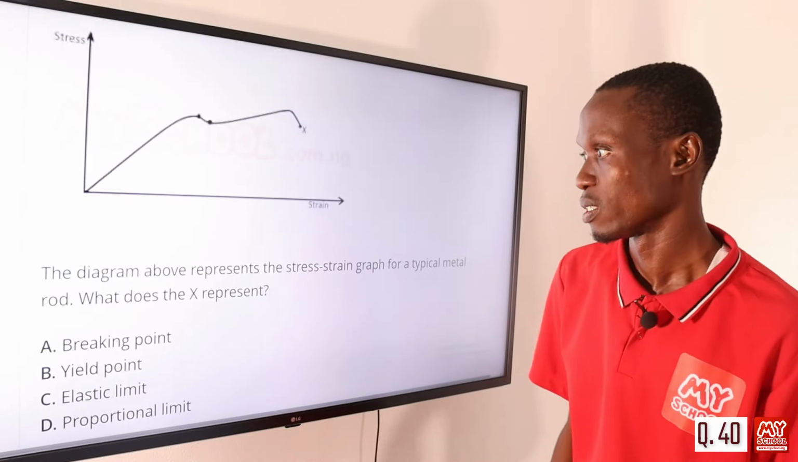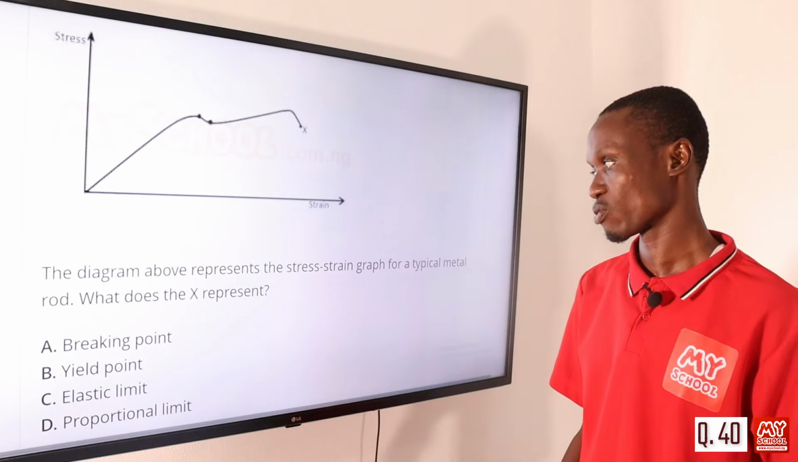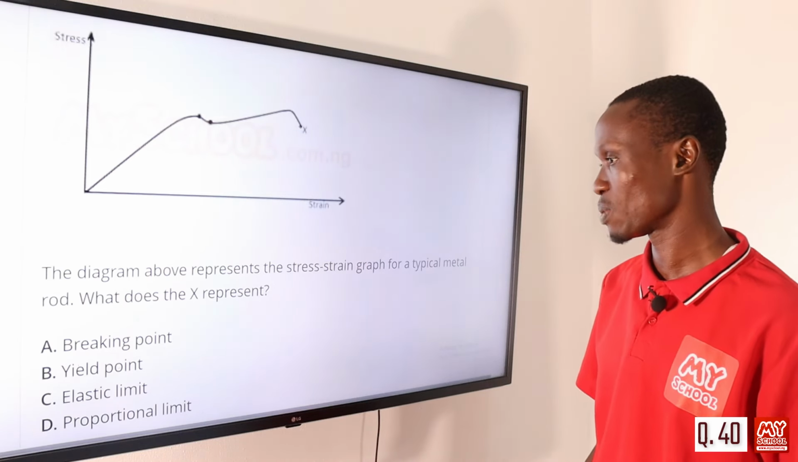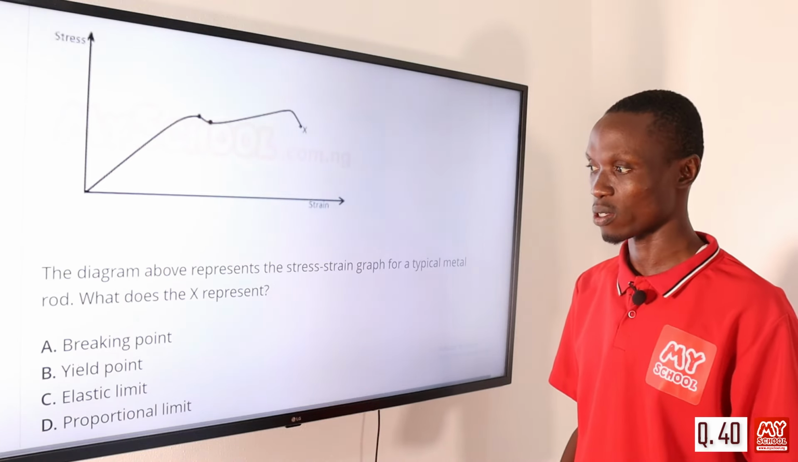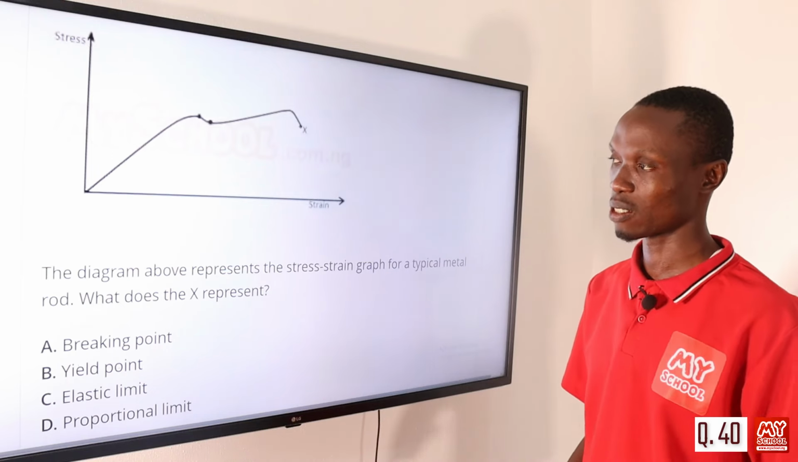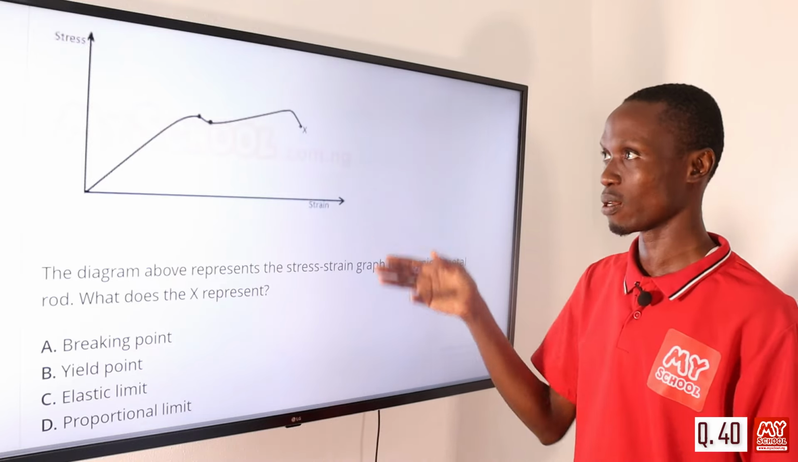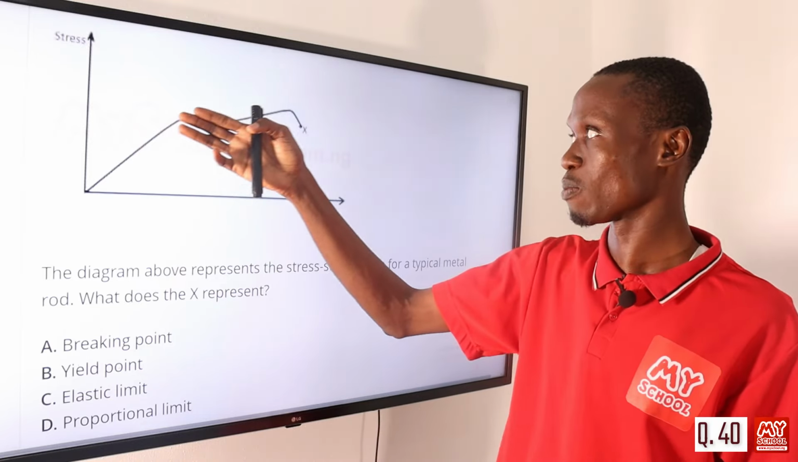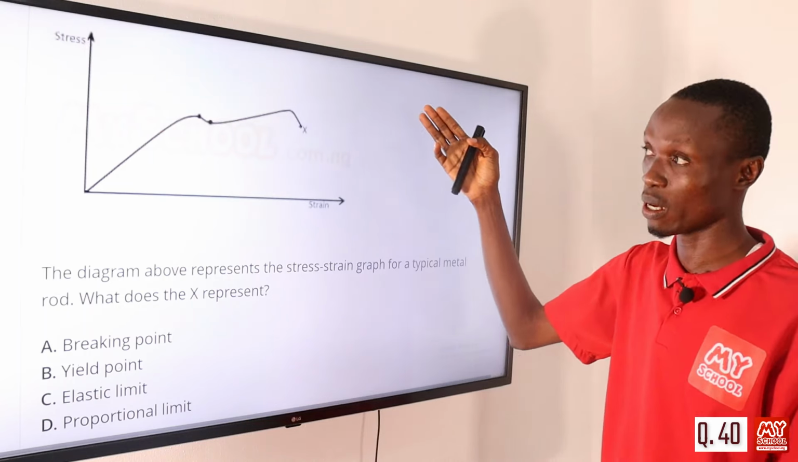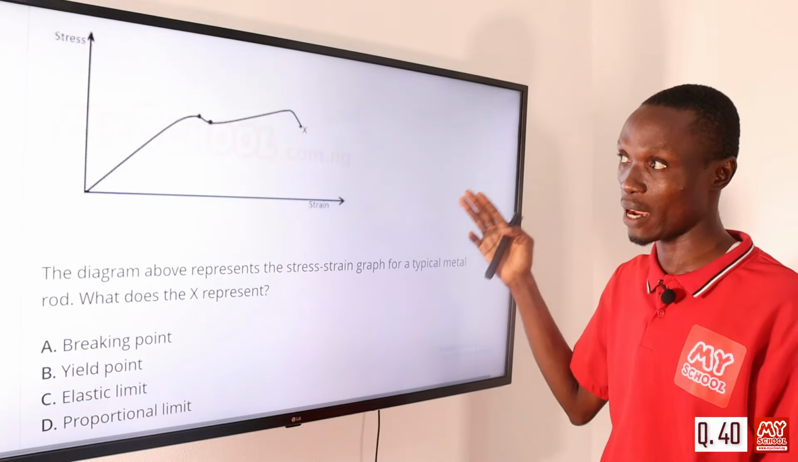Question 40. The diagram above represents the stress strain graph for a typical metal rod. What does the S represent? So this is a graph of stress against strain. This graph simply shows what happens to a material when force is applied to it.